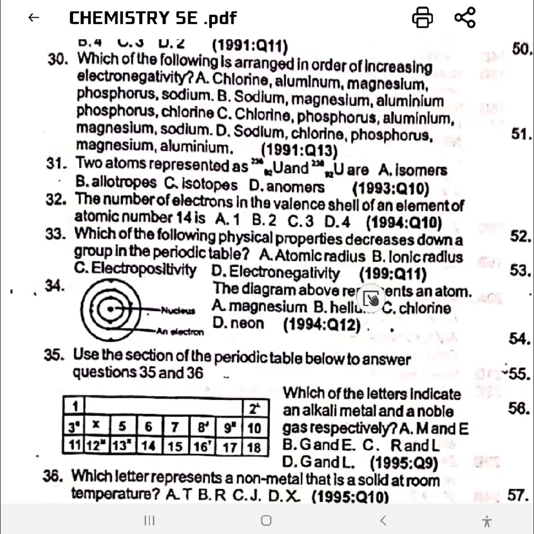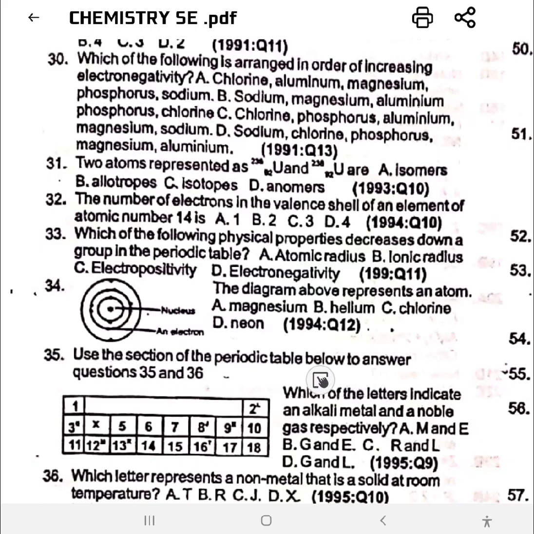34. The diagram above represents an atom of... This is not clear enough, but this should be magnesium. You should settle for magnesium because if you count 2, then another 8 at the outside, then this 2 outside is magnesium 12.